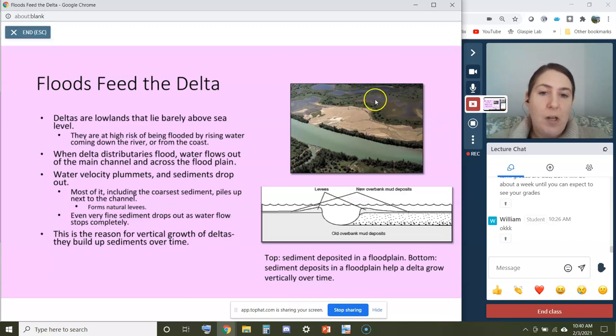And so you can see here, this is an example of an area where a river burst its banks because of a flood. And in the floodplain, it dumped a whole bunch of muddy sediment that you can see now that the water has dried up. So this is the reason that we can have vertical growth of deltas. They can build up over time in these layers upon layers of floodplain sediments.